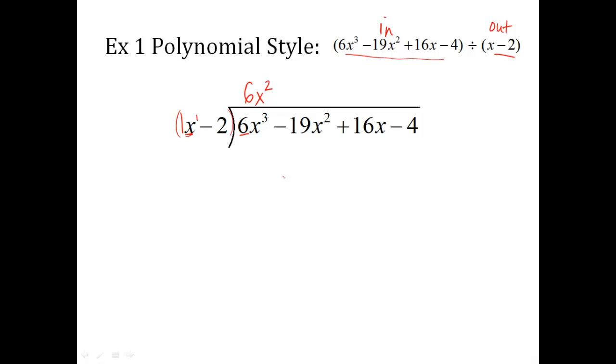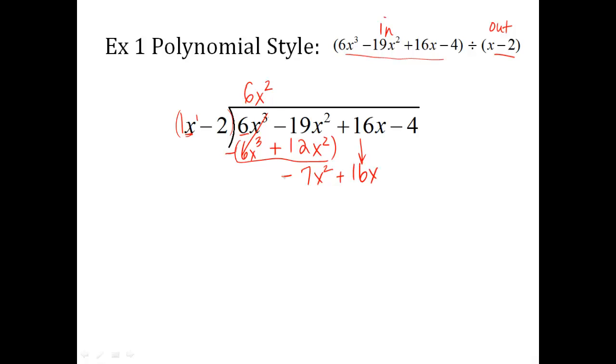Okay, so 6x squared times 1x gives me 6x cubed. 6x squared times negative 2 gives me negative 12x squared. All right, so we've multiplied. Now we have to subtract, which means we subtract the whole thing, meaning we're going to have to change our signs. This becomes a negative 6x cubed plus 12x squared. If you did it right, that first term should go to 0, which this one does. Now I have 19x squared plus 12x squared gives me negative 7x squared. Bring down the next term, plus 16x.